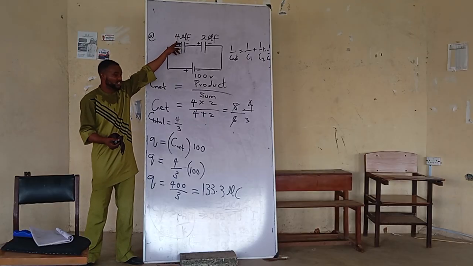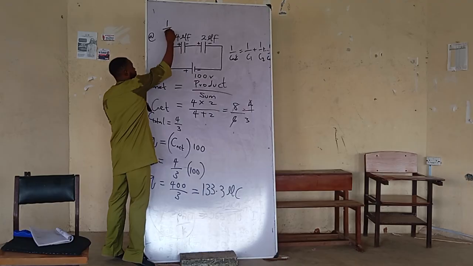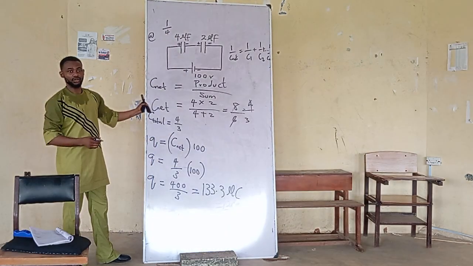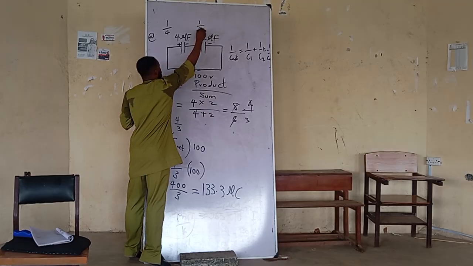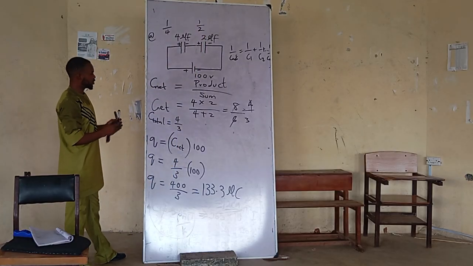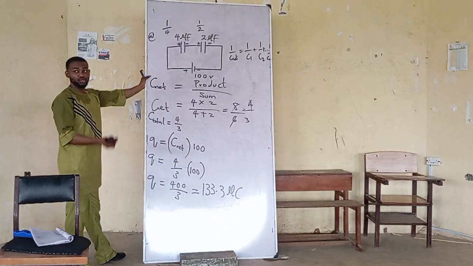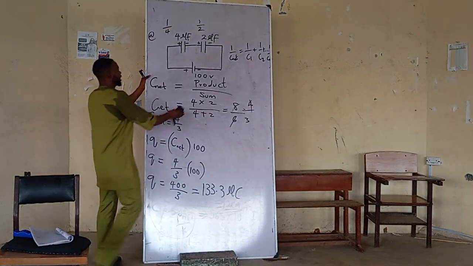How do I get the charge? How do I get the capacitance here? It's simply by doing 1 over 4. Is it not true? And what is here? Simply by doing 1 over 2. So let's go. I want to do this. It's not part of what we are supposed to do, but I want to do it extra since this is a tutorial class, so you know it.